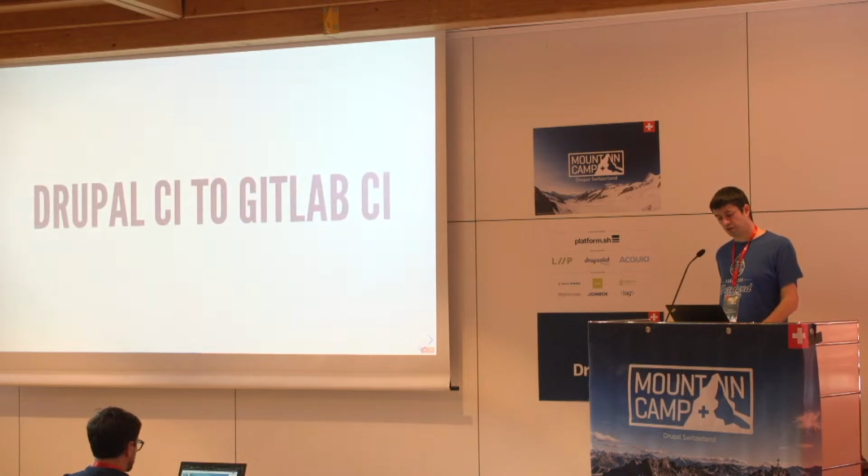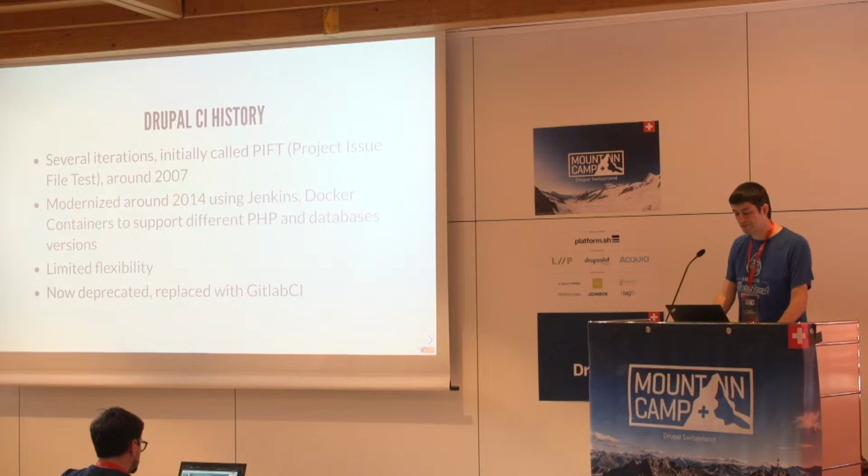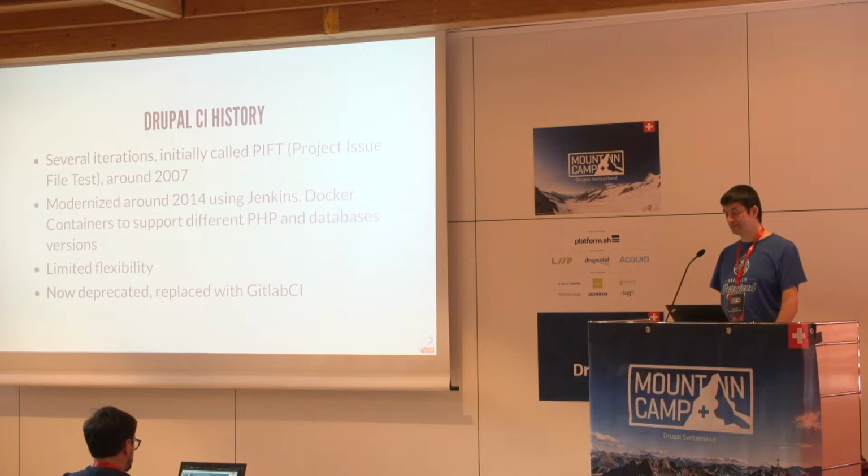So, Drupal CI to GitLab CI. A little bit of history. Drupal CI was originally developed around 2007, the first version. It was called Project Issue File Test back then. There was a second iteration that was more or less custom built, I think. And there was a third iteration around 2014 that used Jenkins and Docker containers.